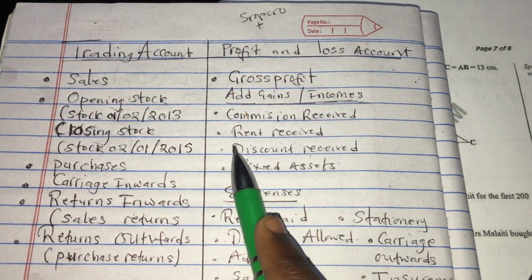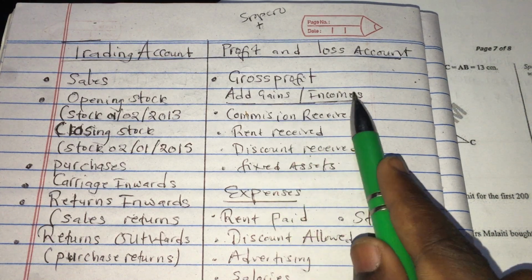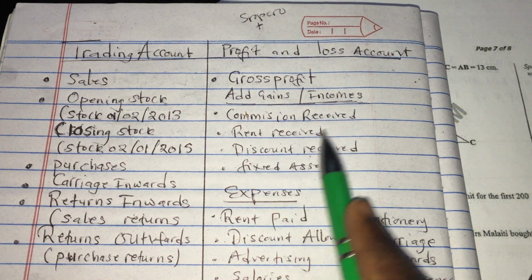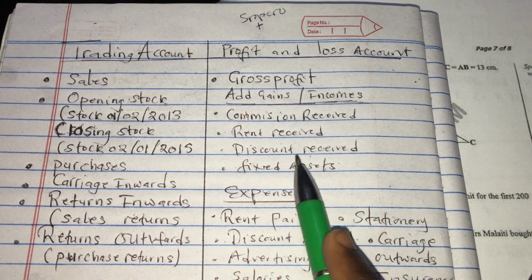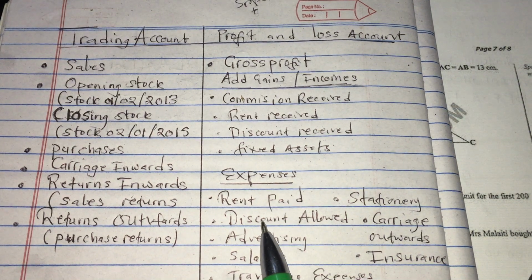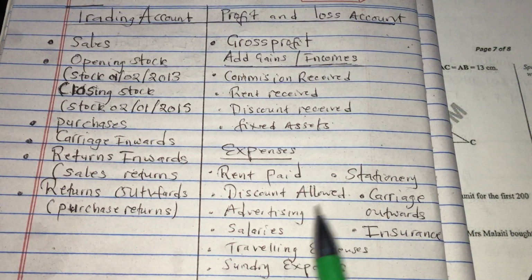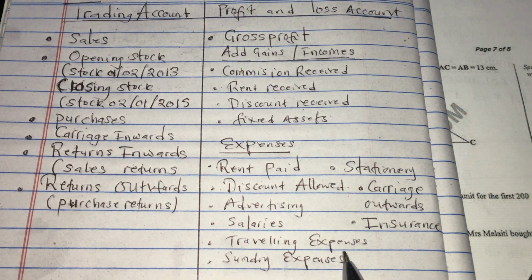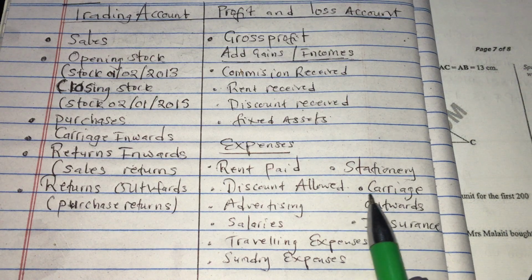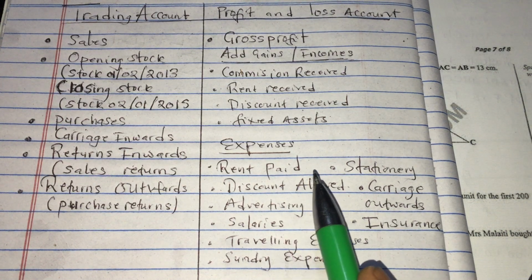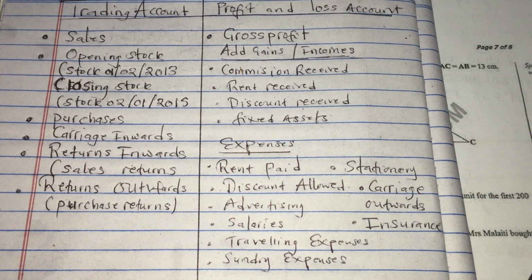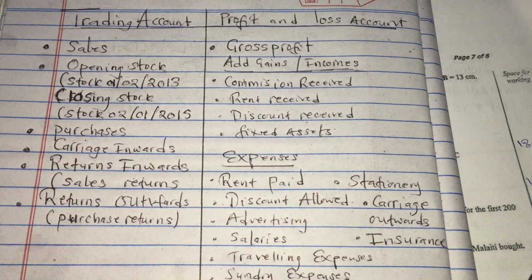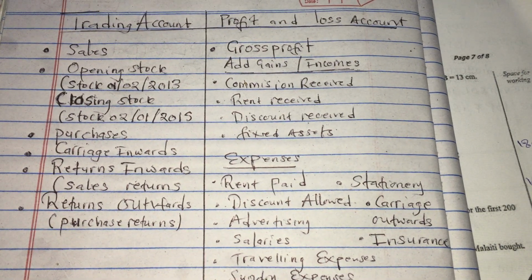So commission received, rent received. So add gains or incomes, anything which deals with the received. Okay, commission received, rent received, discount received. Also we do have fixed assets. Then expenses, we do have rent paid, discount allowed, advertising, salaries, traveling expenses, sundry expenses, stationery, carriage outwards, insurance. Right. So these are some of the items which are very much important. One must know when he or she is handling these type of equation.